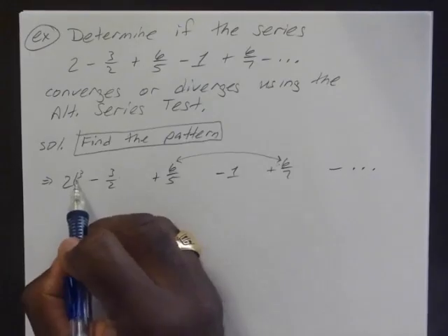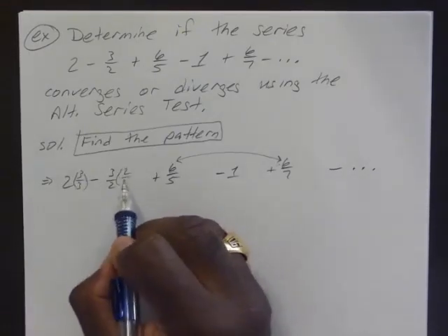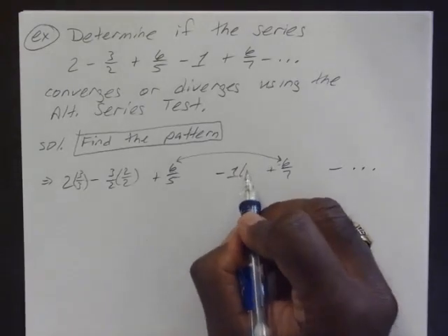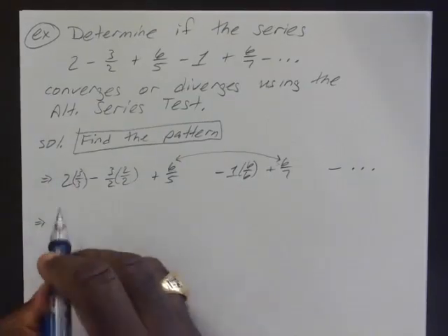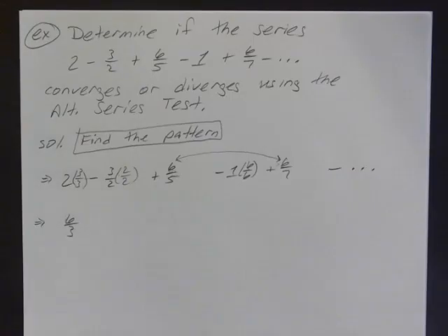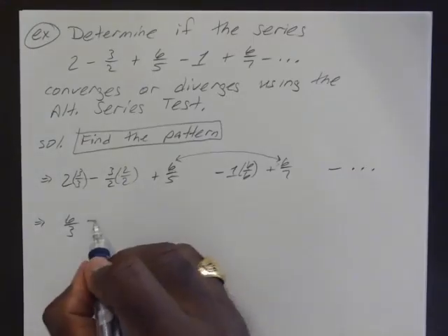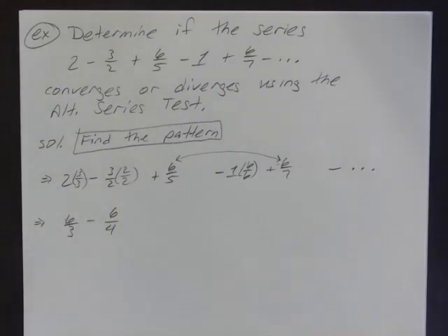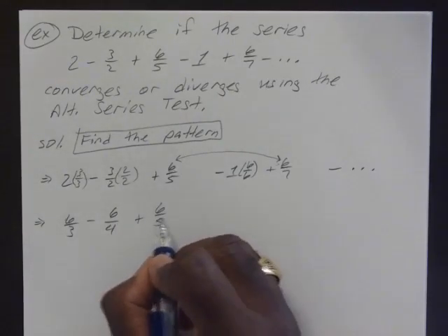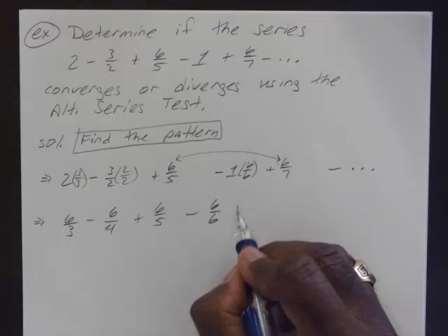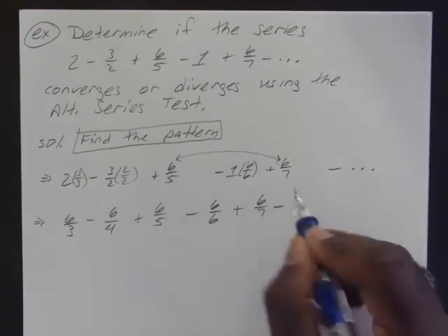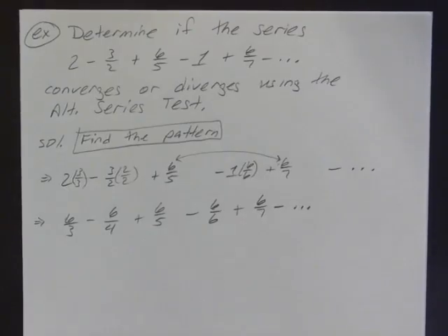So I'll multiply this one by 3 over 3. This one by 2 over 2. That one I left alone. This one by 6 over 6. So this gave me 6 over 3 minus 6 over 4 plus 6 over 5 minus 6 over 6 plus 6 over 7 minus, and you kind of get the pattern there.